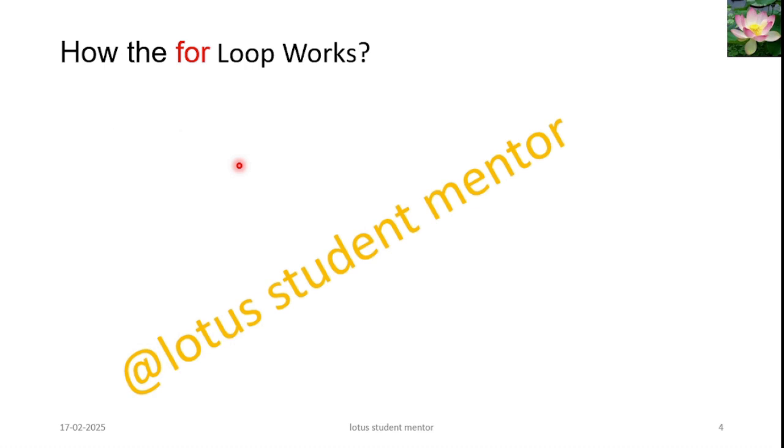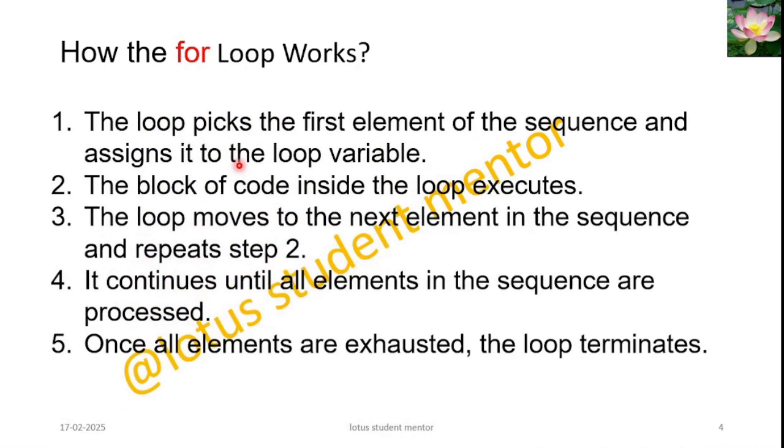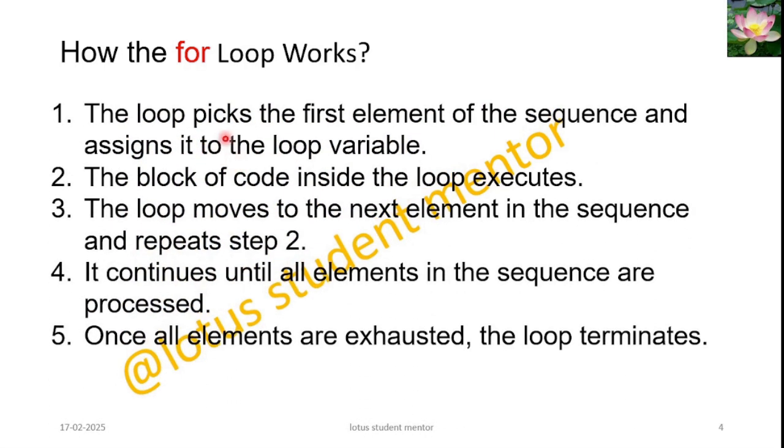Let us see how the for loop works systematically, step by step. First, the loop fixes the first element of the sequence and assigns it to the loop variable. Second, the block of code inside the loop executes. Third, the loop moves to the next element in the sequence and repeats step 2. It continues until all elements in the sequence are processed. Finally, once all elements are exhausted, the loop terminates. These are very important points on how the for loop works.